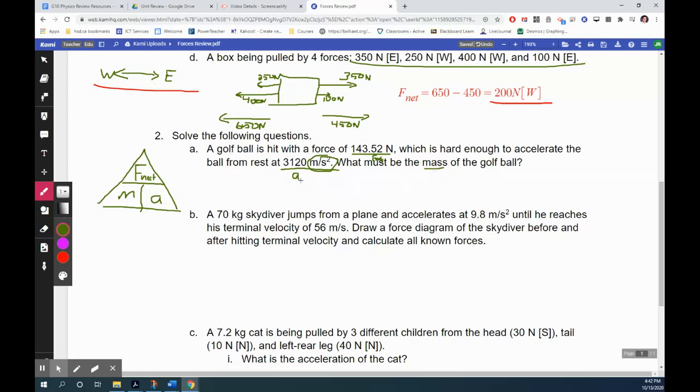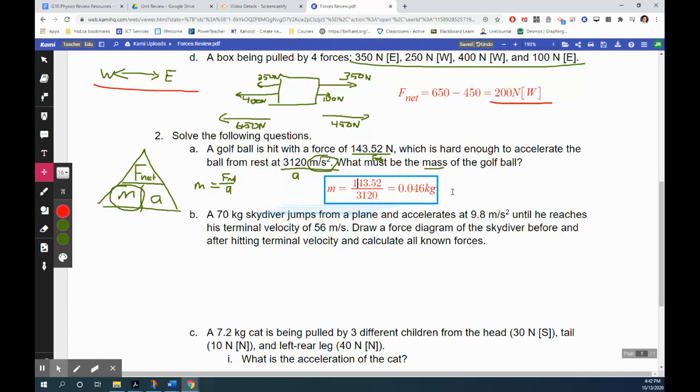What must be the mass? We're looking for the mass. So we're going to do mass is our F net divided by our acceleration. If we plug this in, we get mass equals our F net, which is 143.52, divided by our acceleration of 3120. 143.52 divided by 3120 is 0.046. Kilograms is our units. Mass unit in physics is going to be kilograms. So there's our final answer, 0.046 kilograms.